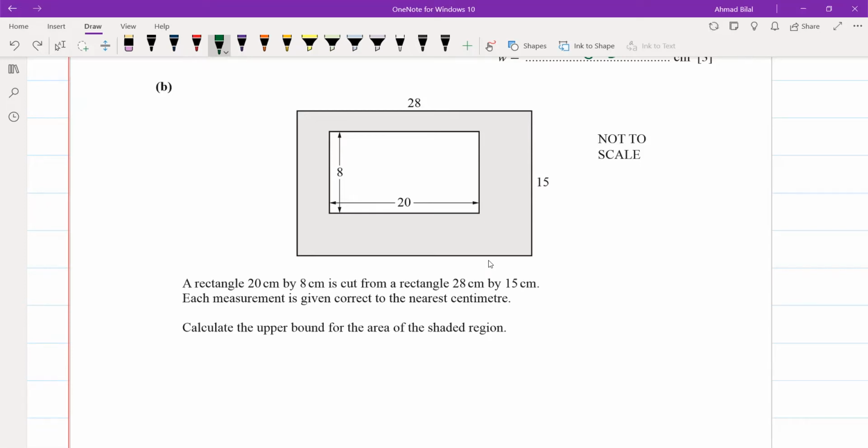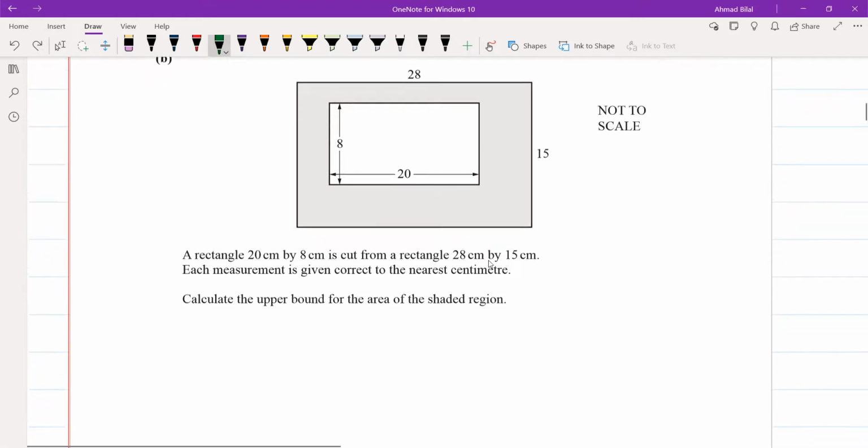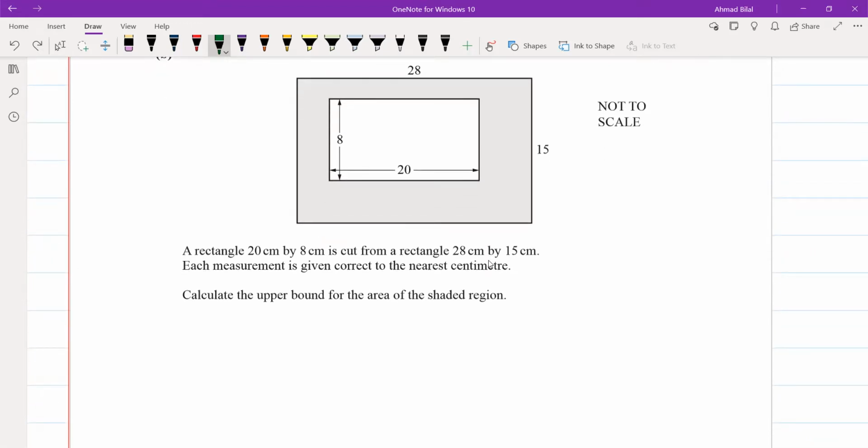Okay, now this is slightly tricky. देखिए उसने क्या कहा है, सारी measurements जो हैं they are given correct to the nearest centimeter. Each measurement is given correct to the nearest centimeter. ठीक है, अच्छा, अब वो कह रहे हैं आपको चाहिए upper bound of the area. What that means is what is the maximum possible value of the shaded region, maximum possible area, what is that going to be?